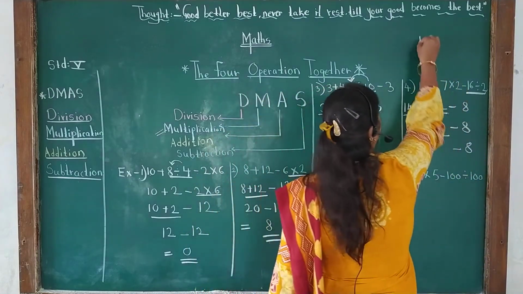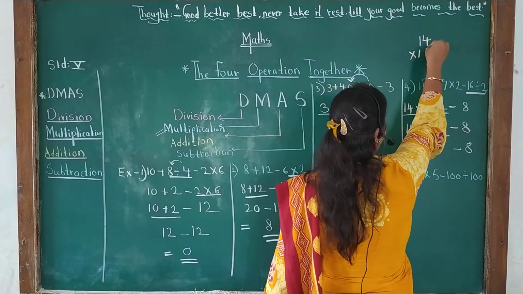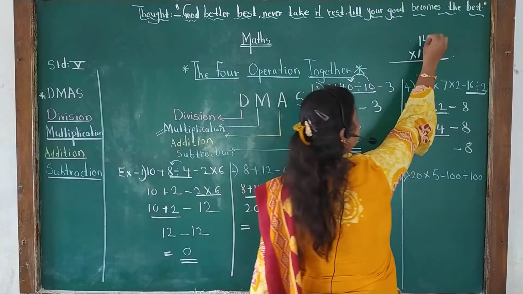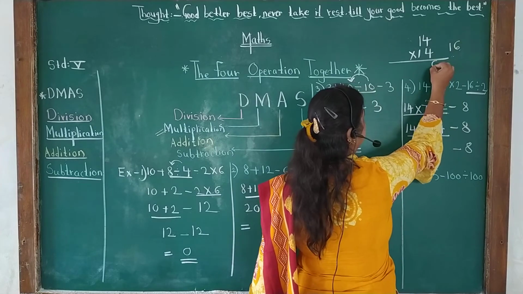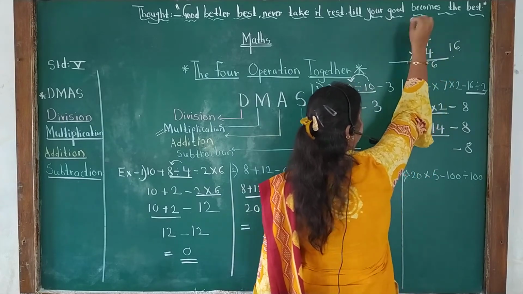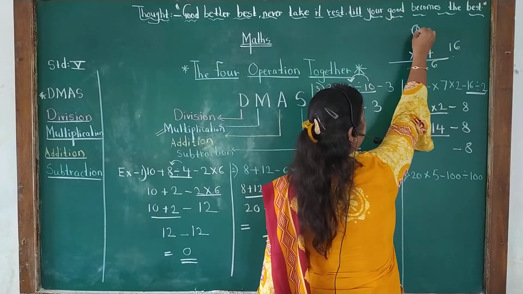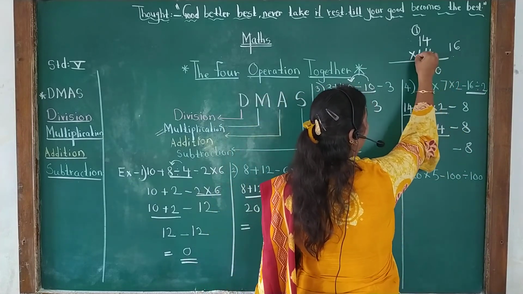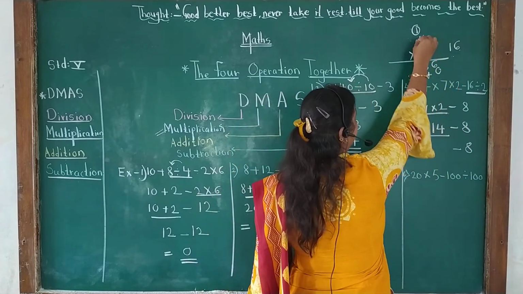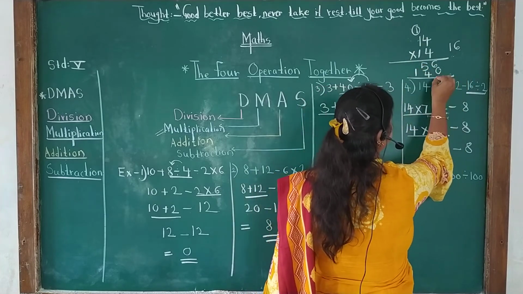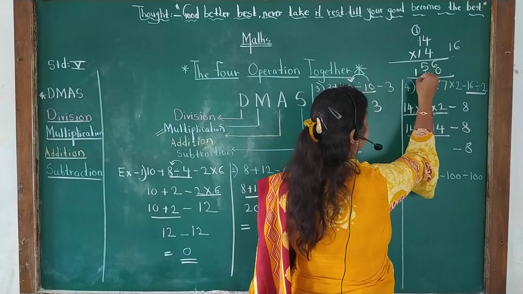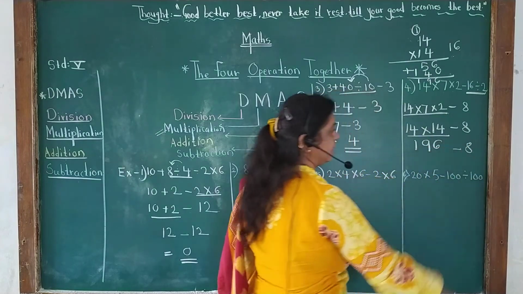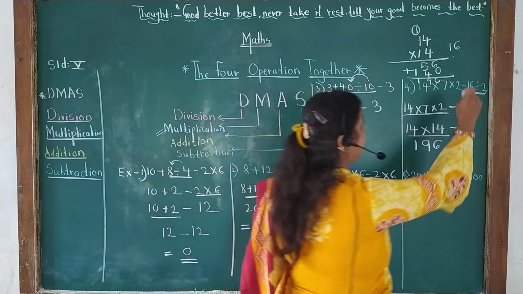Now if you don't know the table of 14 multiplied by 14, you can do it like this on a rough page. 4 4s are 16, so 6 will be here and 1 will be carried. 4 1s are 4, plus 1 is 5. Here will be 0. 1 4s are 4, 1 1s are 1. So 6, 5 plus 4 is 9, and 1. So what is the answer? 196.